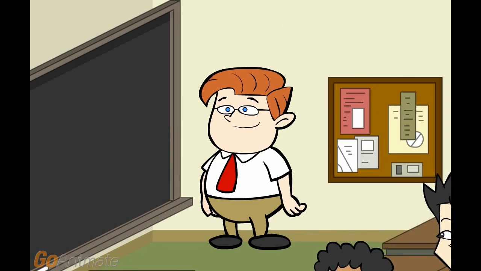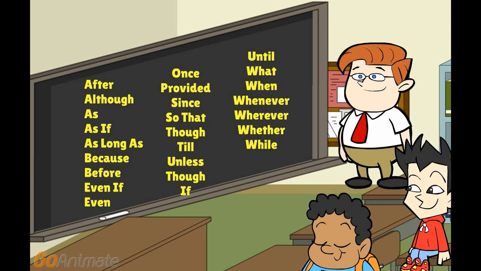Now let's focus on clauses. What is a clause? Every clause has a subject and a verb. We have two types of clauses. The first one is an independent clause, and the second one is a dependent clause. These are some of the subordinators. If these conjunctions start a sentence, then we use a comma after the subordinate clause.